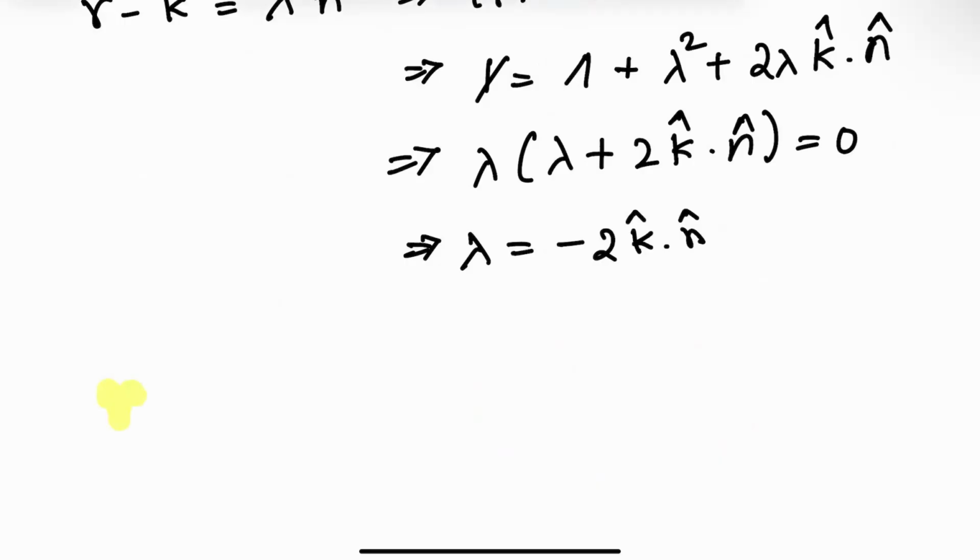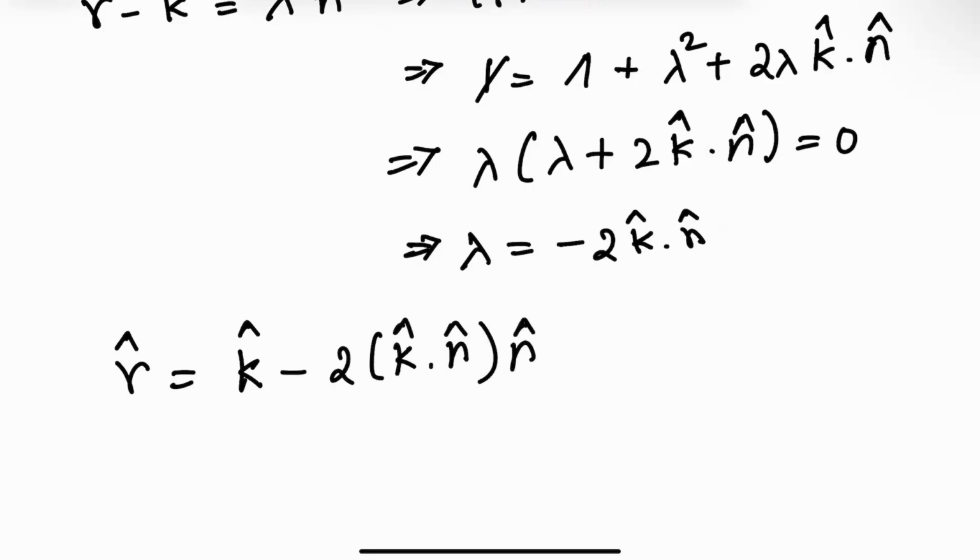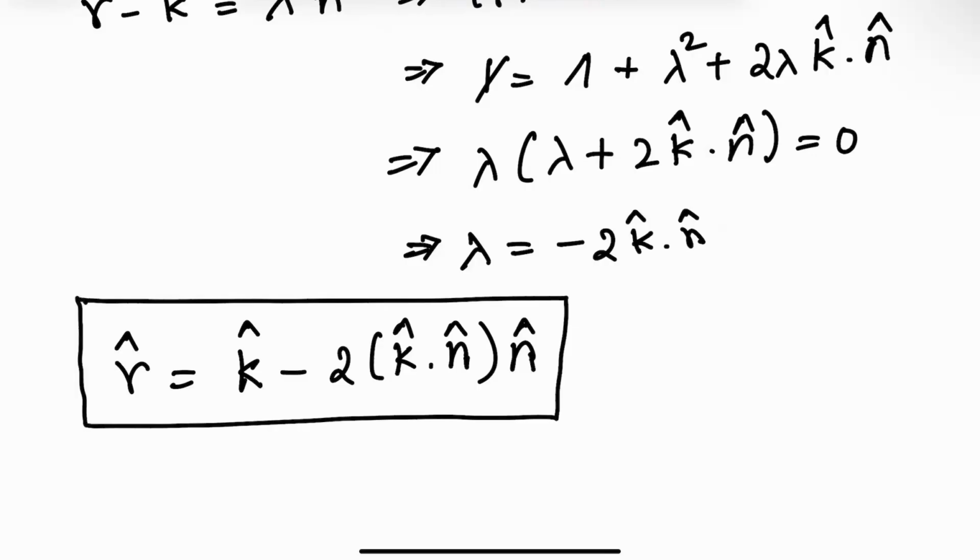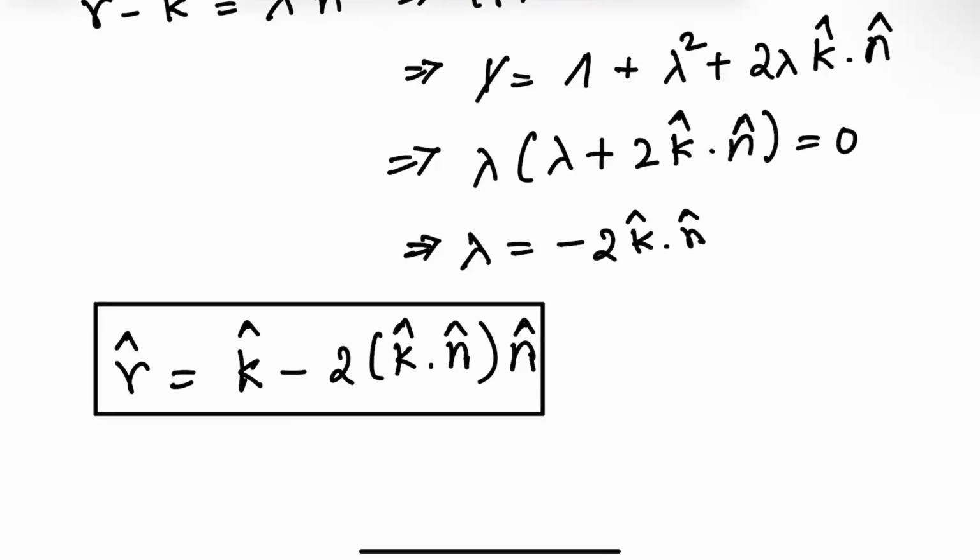Which is that r hat is equal to k hat minus 2 times k hat dot n hat along n hat. Okay, and this is in fact exactly Snell's law of reflection.